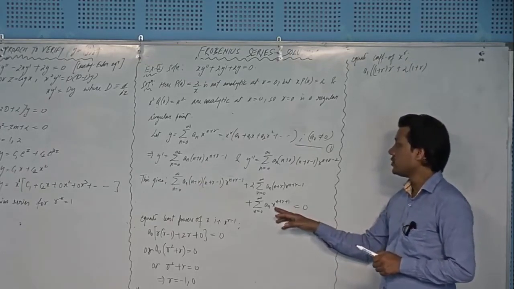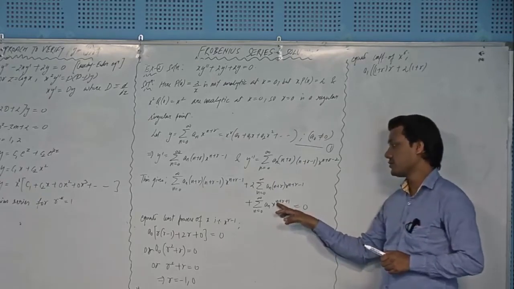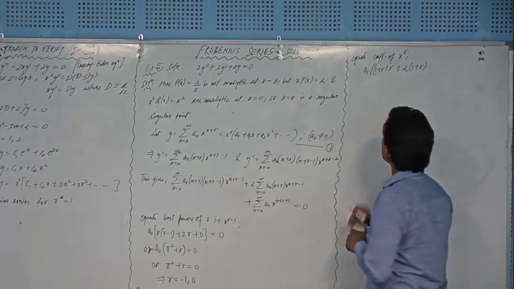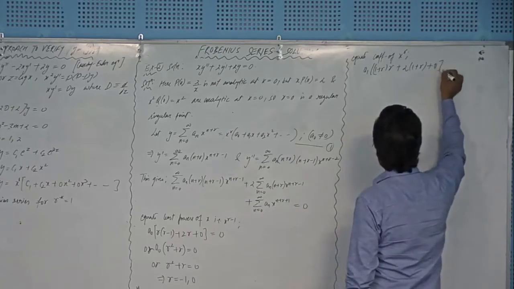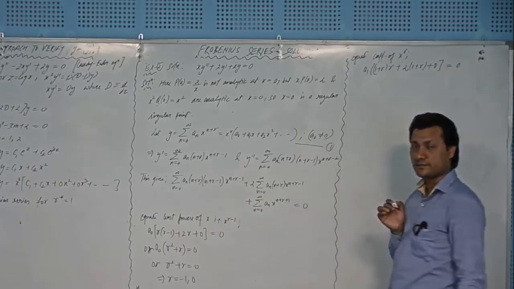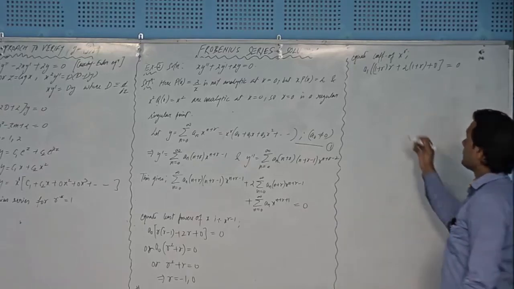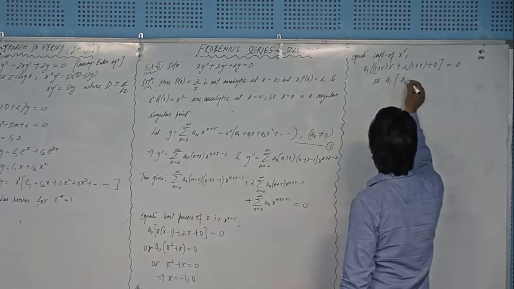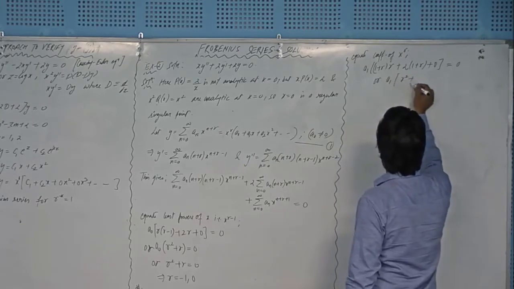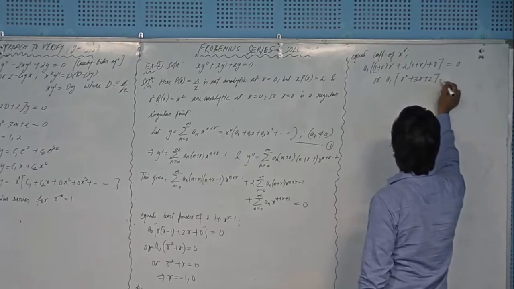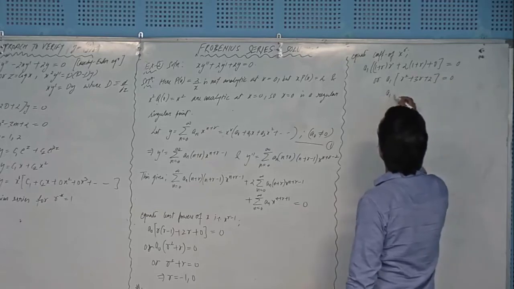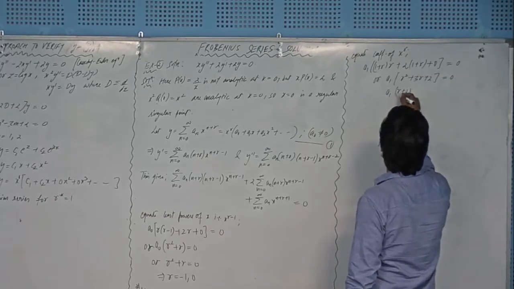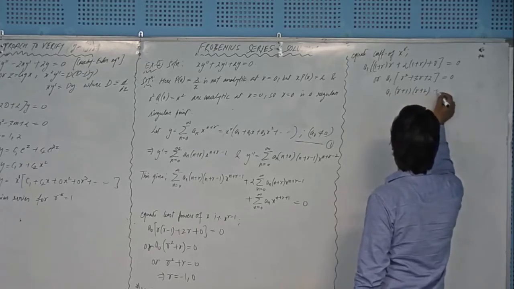If I want to obtain x to the power r, I have to put n equal to minus 1, and that is not possible. So this term will give you nothing, 0, equal to 0, right? And this will give you a1, and this will become r square plus r plus 2r plus 2 equal to 0, that is r squared plus 3r plus 2 equal to 0. Should I factorize it? Yes. It will become r plus 1, r plus 2 equal to 0.